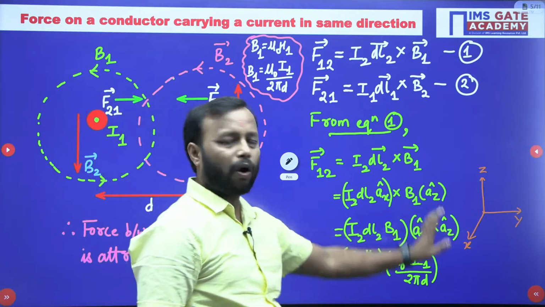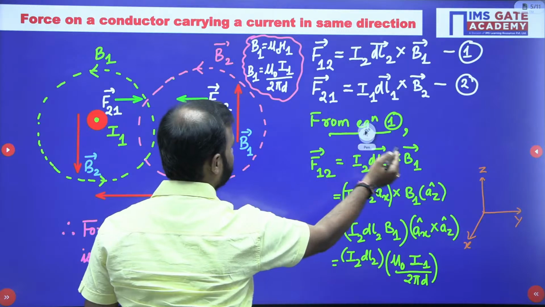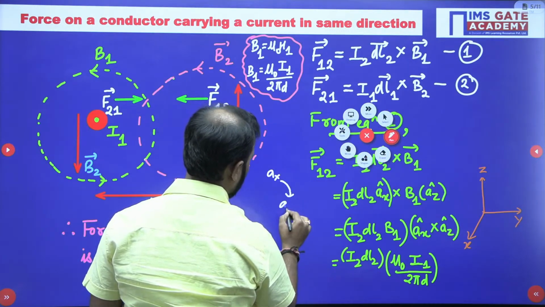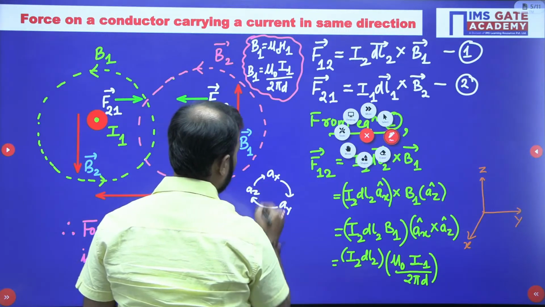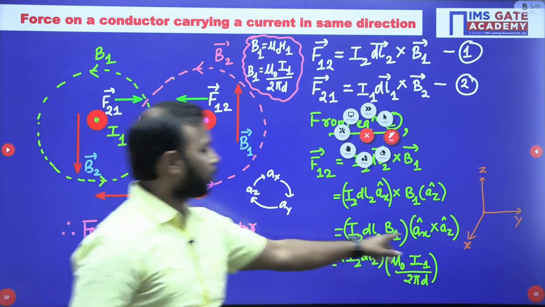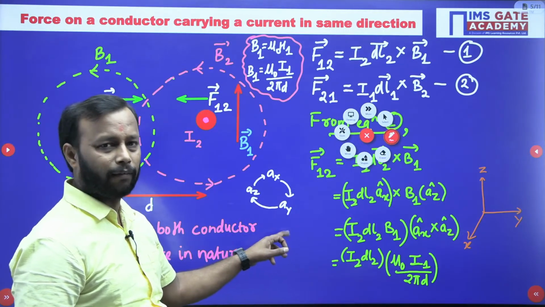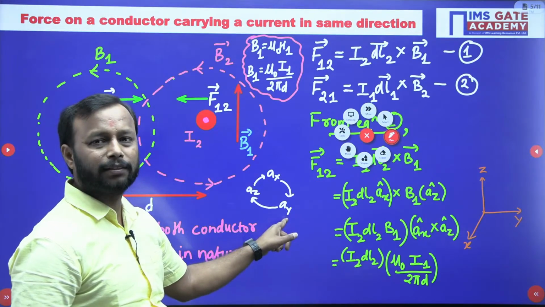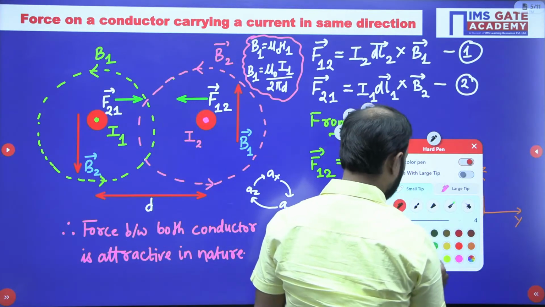Now AX cross AZ क्या होगा? We are going to use the Cartesian rule. AX cross AY will be AZ. Then AX cross AZ in anti-clockwise direction, so it will be taken as negative. For clockwise it will be positive. So AX cross AZ will be minus AY. तो ये वैल्यू क्या होगा? It is going to be minus AY.